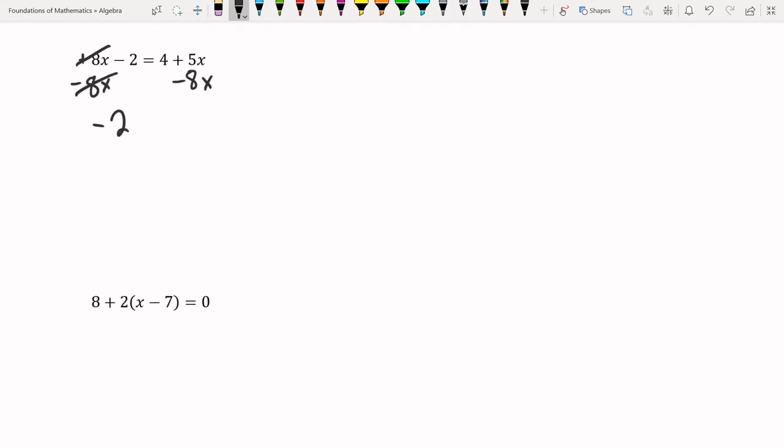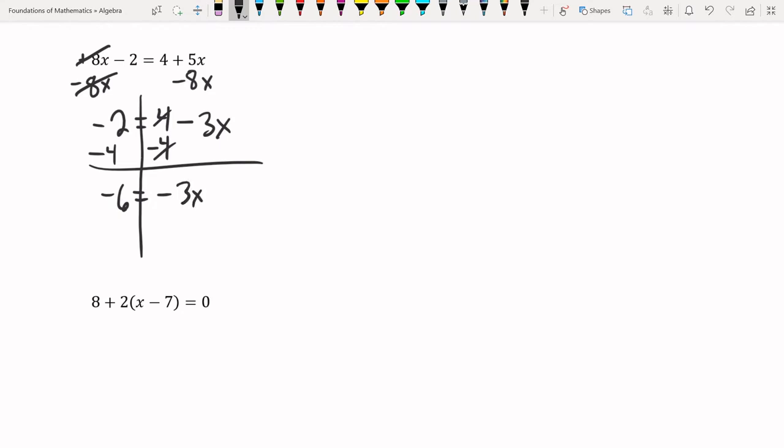Doing that gives me negative 2 equals, not 4 plus, 5 minus 8 is negative 3x. And now this is a two-step equation. So I first need to get rid of that 4. To get rid of the 4, I'm going to subtract 4. That's because 4 is positive here. That gives me negative 6 equal to negative 3x. And now I divide by negative 3, which gives me x equal to negative divided by negative is positive, and 6 over 3 is 2. So x equals 2 here.